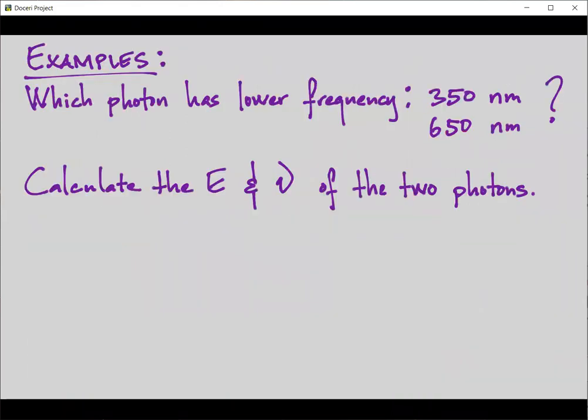All right, so let's take a look at an example here, or a few examples. It says, which photon has lower frequency? So we're comparing 350 nanometers versus 650 nanometers. Just by knowing the relationship between wavelength and frequency, which one would you predict to have lower frequency? Can anybody answer that question? What do you guys think?